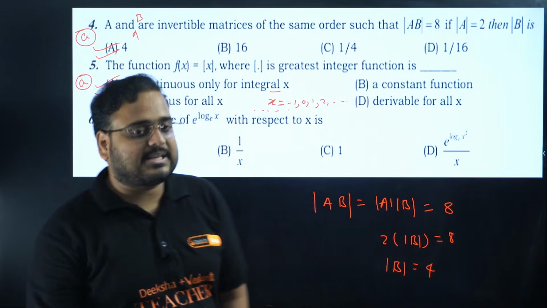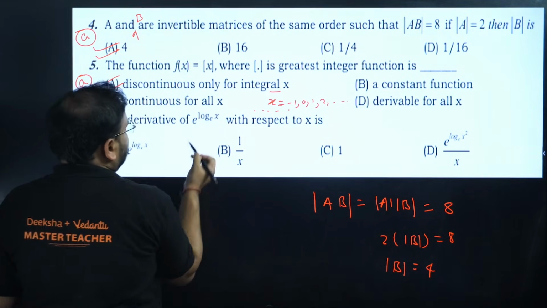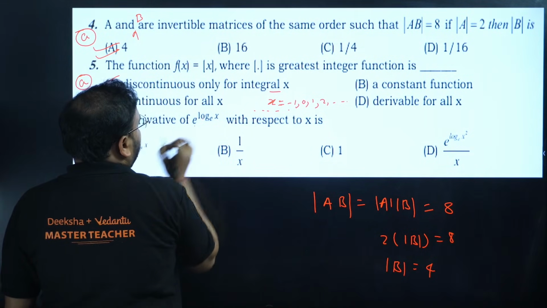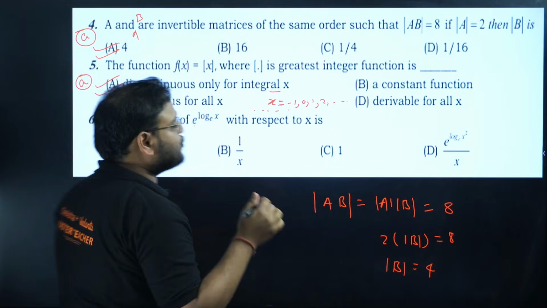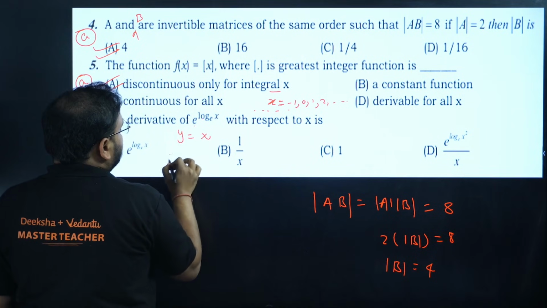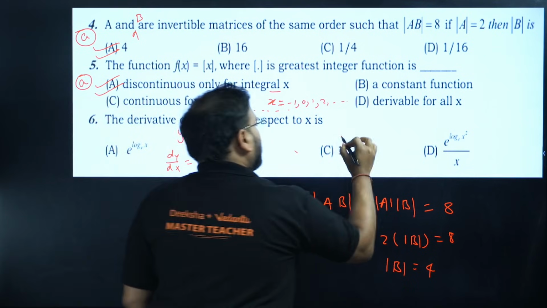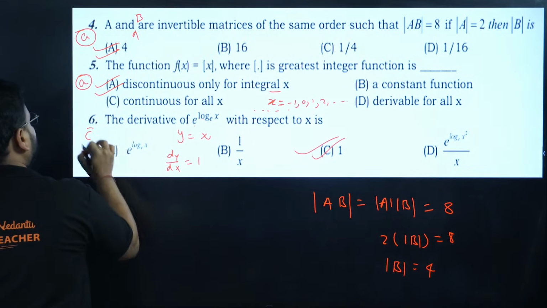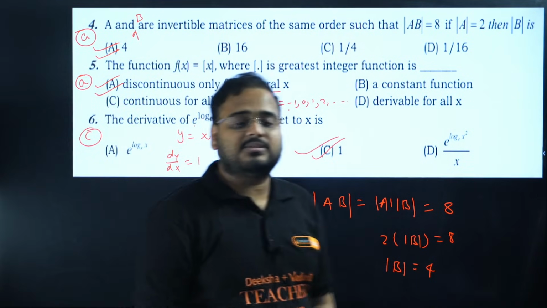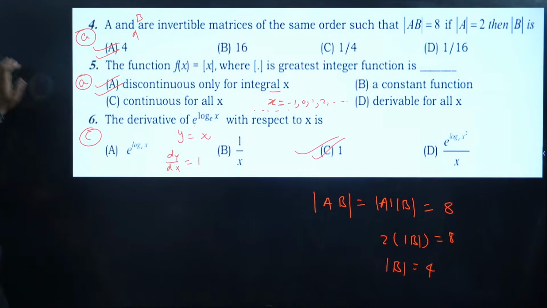Question number 6. Derivative of e power log x. E and log are going to be inverse functions, so you'll have the answer as simply y equals to x. Derivative will be dy by dx equals to 1. Answer is option C. So AAC is the answer for questions 4 to 6. I hope this is clearly visible to all of you.